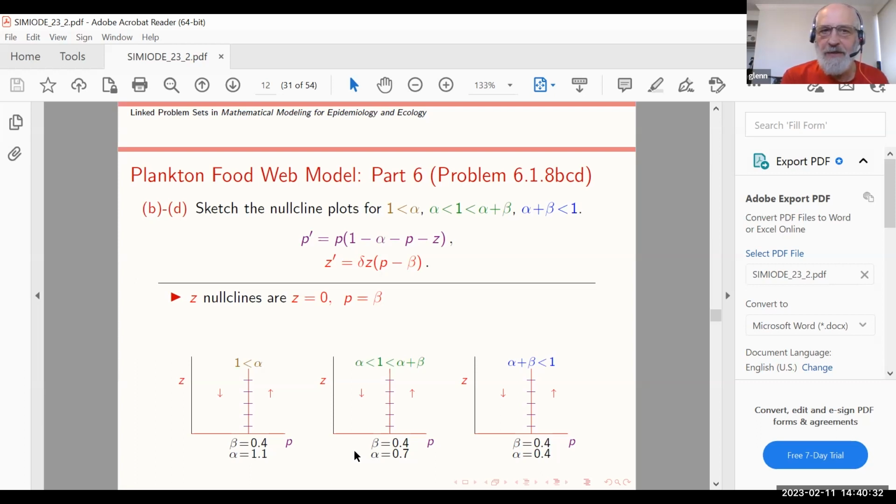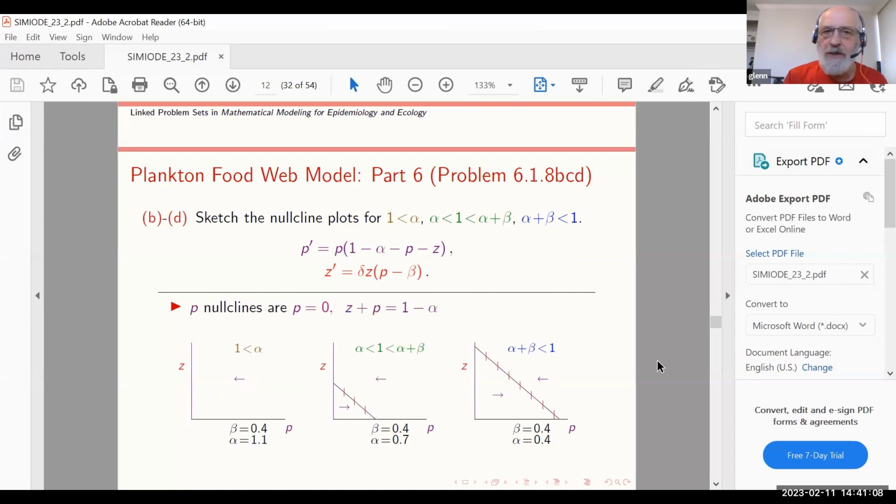So Z nullclines are when Z prime is 0. There are 2 of these. And in my plots for each of the 3 cases, I've plotted red lines for the null lines. So P equals beta is plotted in red. And what that red null line tells me is two things. One is it tells me that direction arrows for points on that null line are going to have to be horizontal because Z is not changing. And on one side of that null line, Z is increasing, and on the other side, it's decreasing. And this is the same for each of the three cases, which is why I did the Z null lines first.